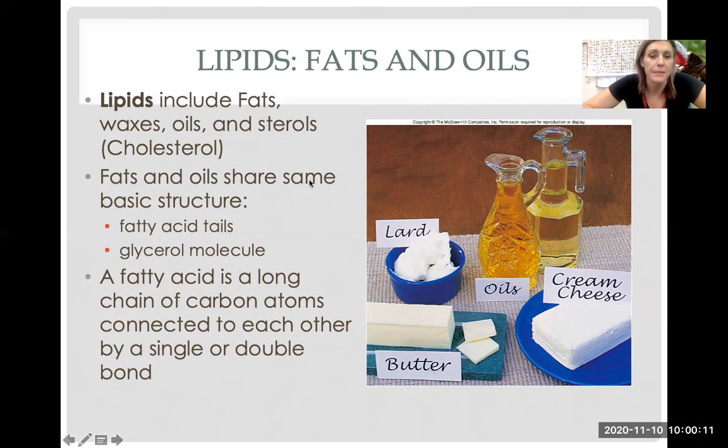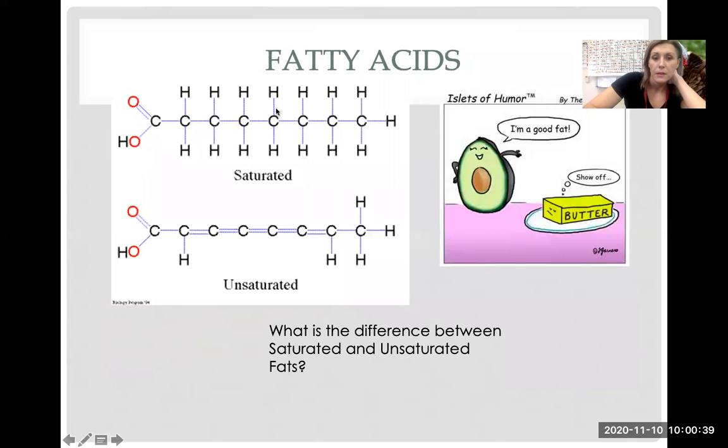Fats and oils are basically the same structure. They're made up of 2 monomers. They have a fatty acid tail and a glycerol head. A fatty acid is a long chain of carbon atoms connected to each other by a single or double bond. So if you have a large chain of carbon with a lot of hydrogens off of it, that's considered a lipid. And we're breaking these down into the molecular level. This is what fatty acids look like. So here's your long chain of carbons, and there's a bunch of hydrogens attached to it.